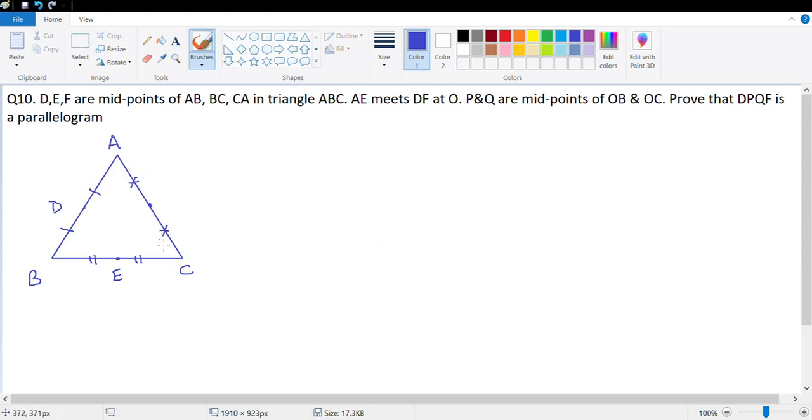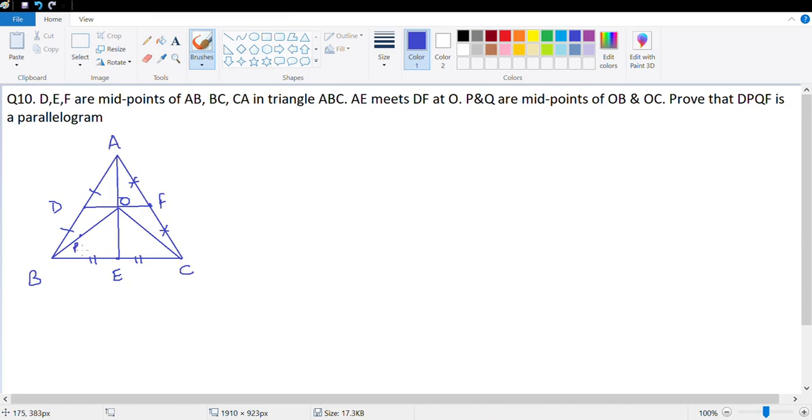Perfect. Right? So AE meets DF at O. I didn't name this, this is F. AE meets DF at point O. So this is point O. Perfect. P and Q are midpoints of OB and OC. So we are joining OB and we are also joining OC. Perfect. So what is given is P is midpoint of OB.